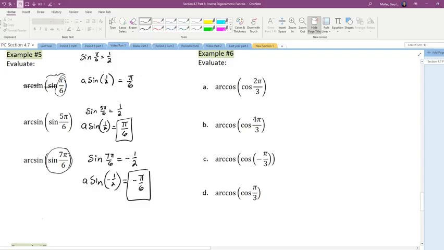On a unit circle, let's see what we just did. We said, hey, come over to 7 pi over 6. Here it is. What's the y value? Oh, it's -1/2. Then we said, cool, what angle close to 0 also has a sine of -1/2? And that would be this angle right here, -pi over 6.